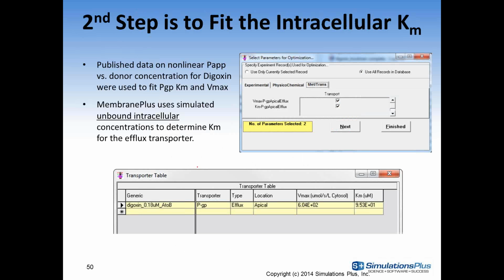Now, the second step in our MembranePlus experiment is to fit the intracellular Km, and so we use the optimizer in MembranePlus across all the records in the database. Now, this involves both the A to B experiments and the B to A experiments, and we're going to be fitting both Km and Vmax. We want to find the right Km, but as Km changes, the apparent permeability will change, and so the Vmax has to go along with that. But because we're doing this across a series of concentrations, we can separate those two. If you were trying to do it on one concentration, then it would be an infinitely flat sum of squared surfaces. And in this case, we end up with a fitted intracellular Km of 95 micromolar.